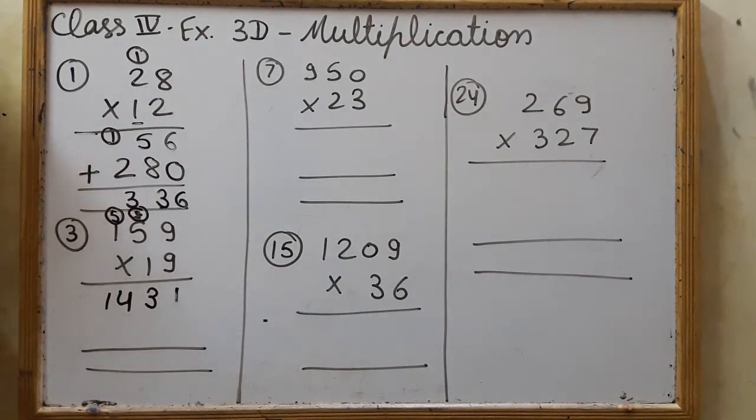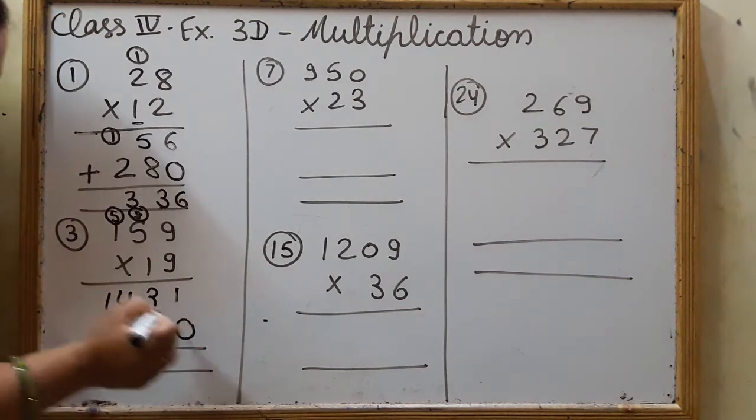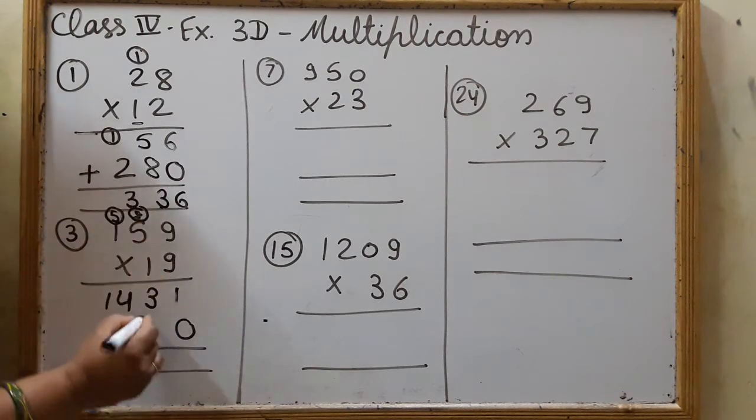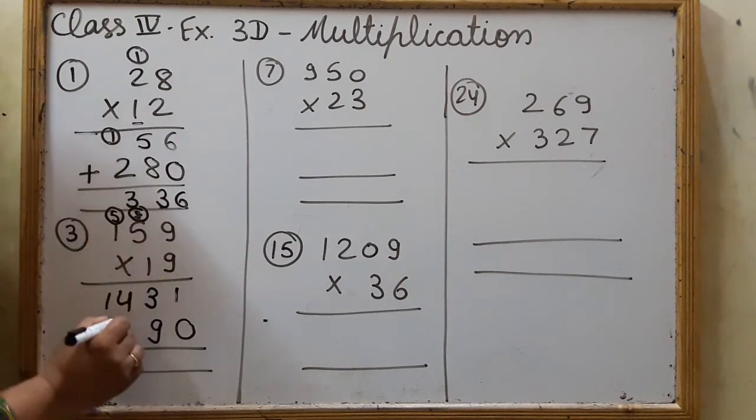Now what will we do? We have to put a 0 here. Then we will start multiplying. Okay, again we have 1. So 1 9 is 9, 1 5 is 5, and 1 1 is 1.